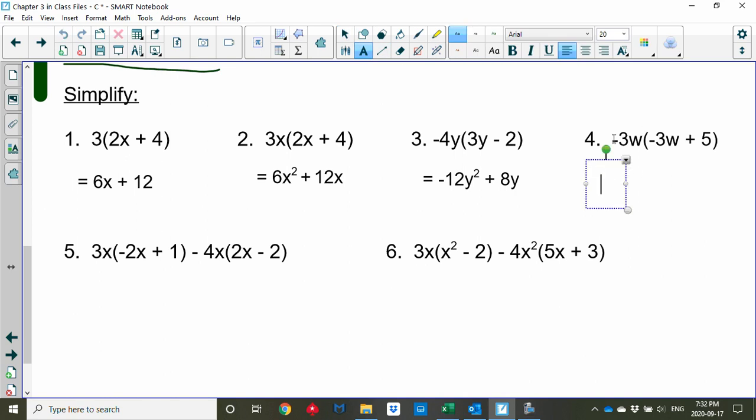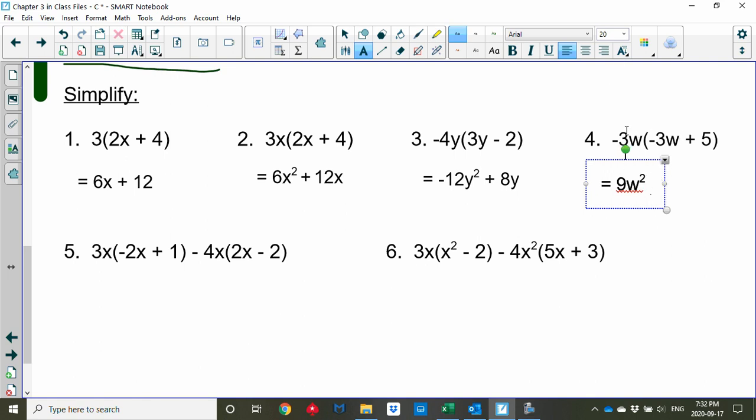All right, so hopefully you've tried it. Let's go through this. Forget the negative, forget the positive. It's just 3 times 3, that's 9. W times W is W to the power of 2. That's the exponent rule: W to the 1 times W to the 1.